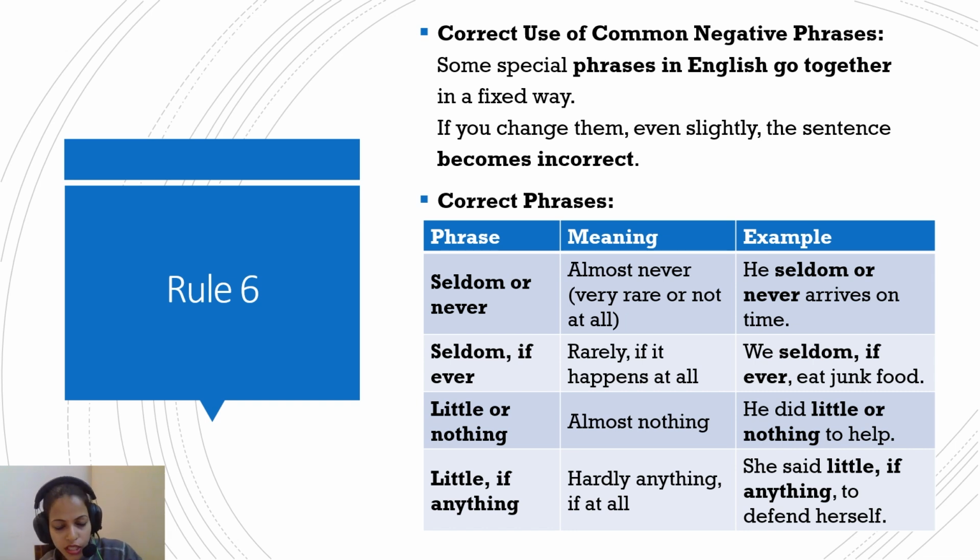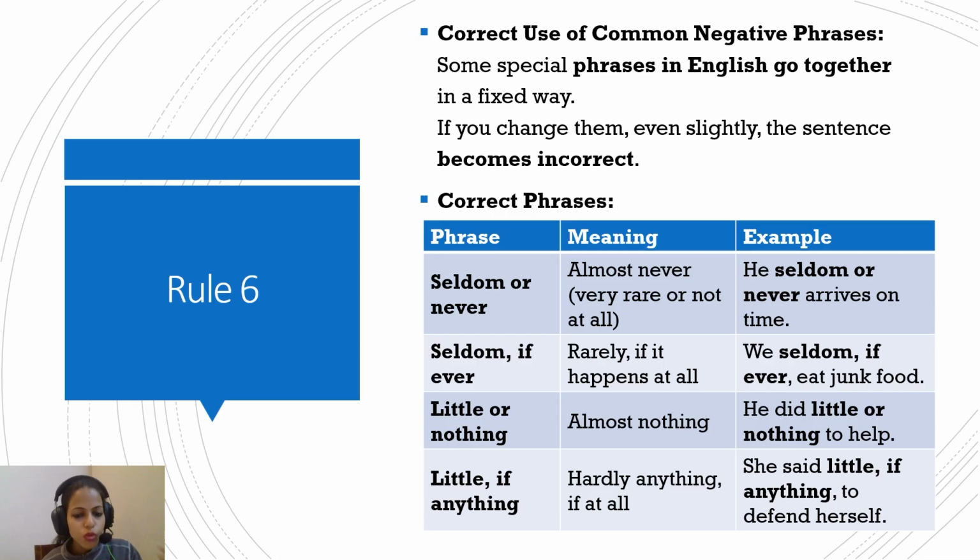Similarly, little or nothing. It means almost nothing. He did little or nothing to help. He almost did nothing to help. Like he just maybe moved here and there, made one reluctant call, but he didn't do much. Barely did he do anything to help. So it's very strongly negative. Little, if anything. So hardly anything. She said little, if anything, to defend herself. Again, it is pretty much the same thing, but it is relatively less negative. So there's very little difference between them, but there's a difference in tonality.